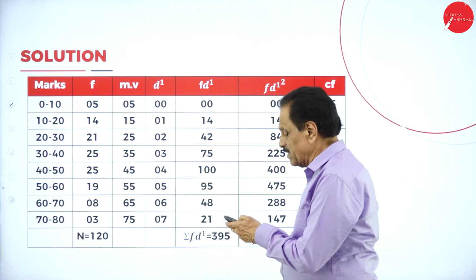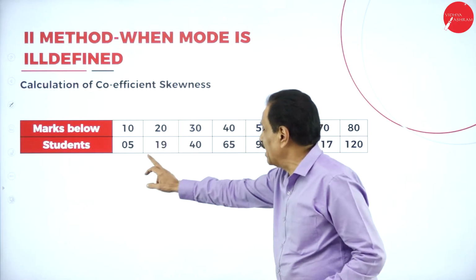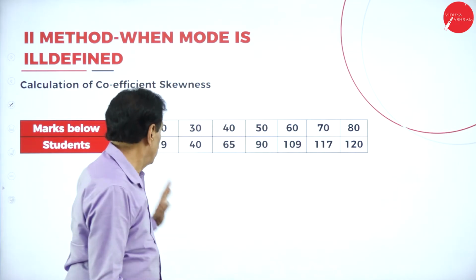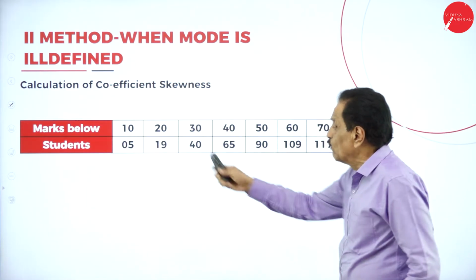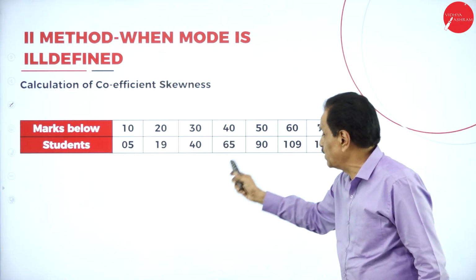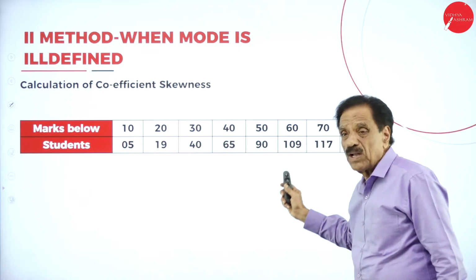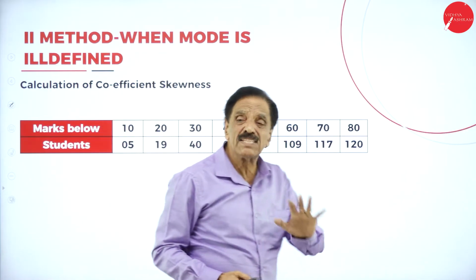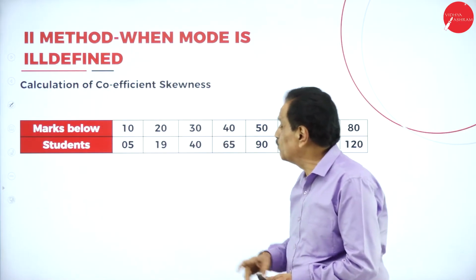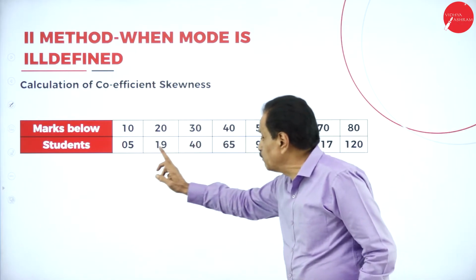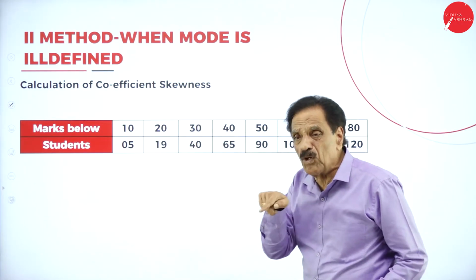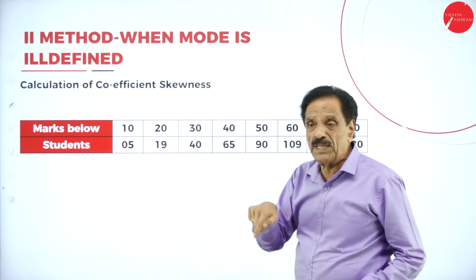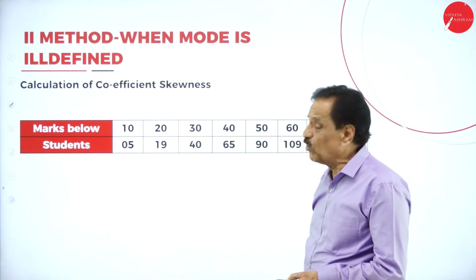Then see the frequencies: 5, 19, 40, 65, 90, 109, 117, 120. That means this is not a simple frequency; it is a cumulative frequency. What is the first number? 5. The next, 19, is how much more? 14. We have to take care with this. Next, 19 to 40 is a difference of 21.